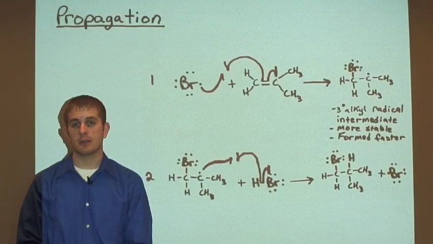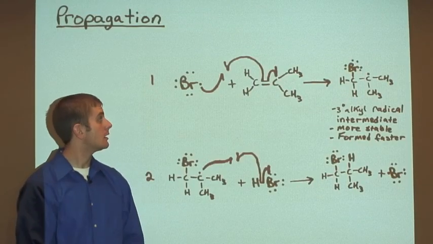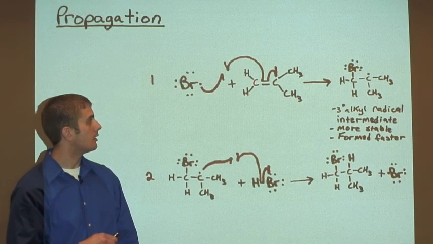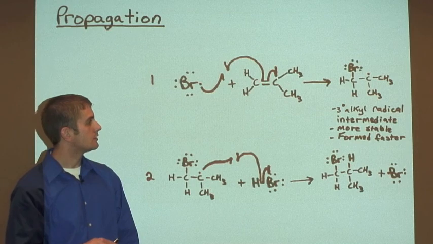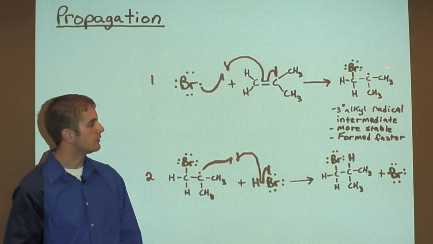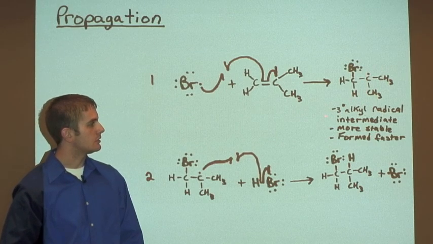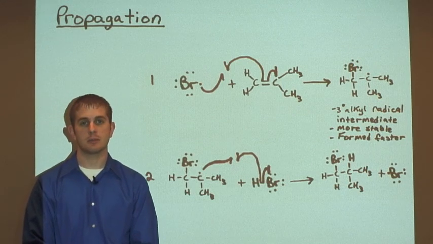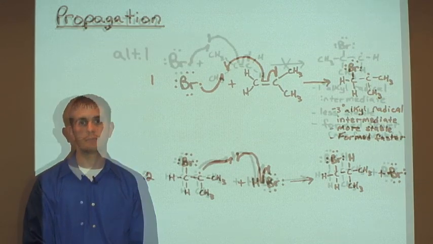Now let's look at the propagation part of the mechanism. In the first step of propagation, a bromine radical attacks a pi bond of an alkene such that bromine adds to the carbon that is less substituted, while the radical resides on the carbon that is more substituted. The result of this reaction is the formation of a tertiary radical intermediate, which is more stable and formed faster.